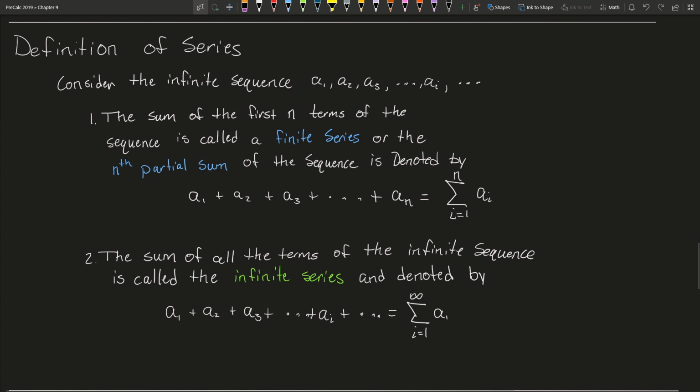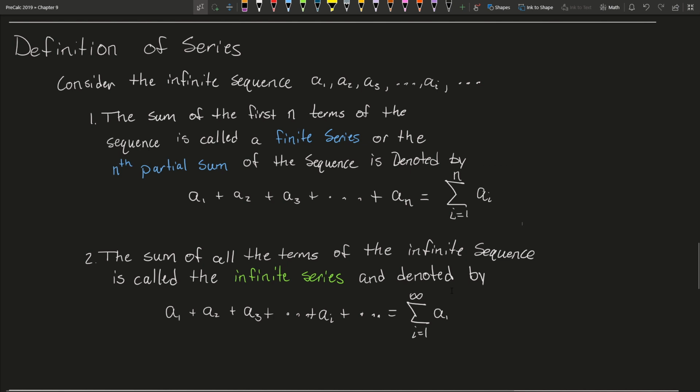So then this kind of brings us to our definition of a series. All right, so if we have an infinite sequence, the sum of the first n terms of that sequence is called a finite series. Or, and a lot of people say, the nth partial sum. And again, this is just putting into words what we already did. So the sum of a1 plus a2 plus a3, the sum of a sequence, can be rewritten in sigma notation.